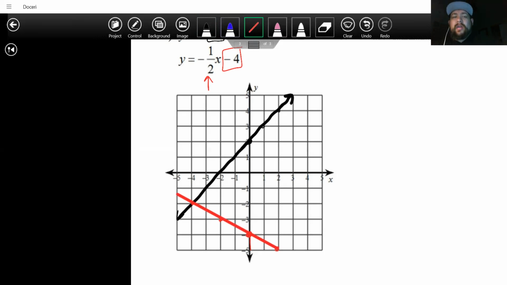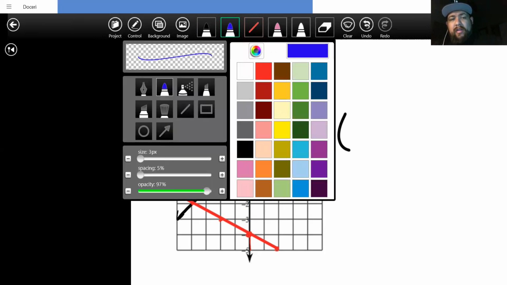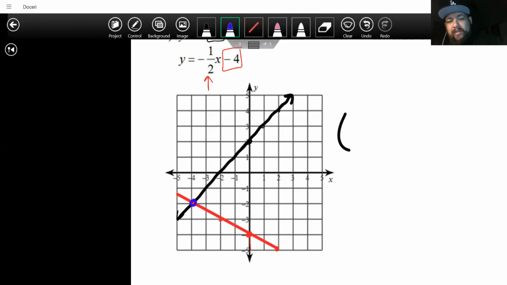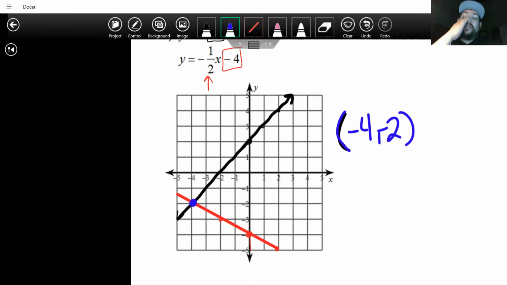Okay. Our solution to this set is where they intersect, and this is where I want you guys to find out. It's our point of intersection, which happens to be this intersection point. So just tell me what the coordinate point for that is. In this case, we're going to go back 4, down 2. So keep that in mind.